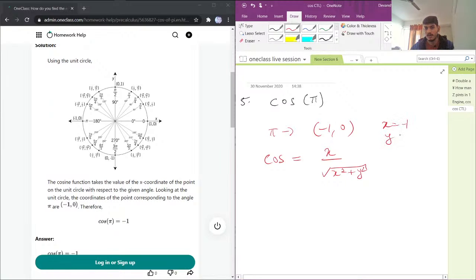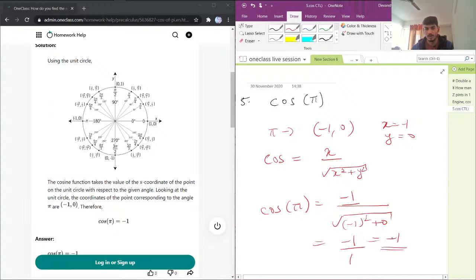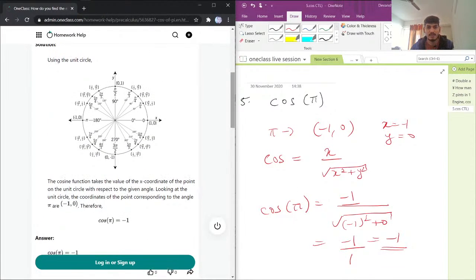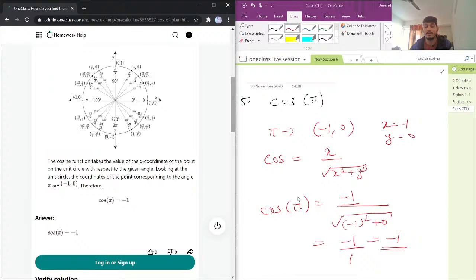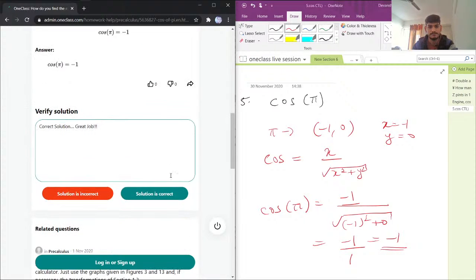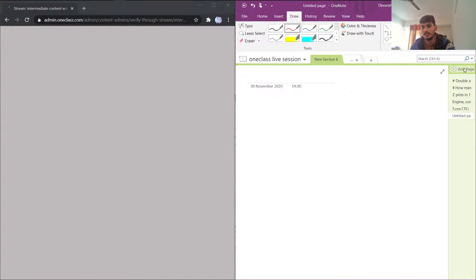X is -1, y is 0. Cosine of pi will be equal to negative of 1 over under root of negative of 1 whole square plus 0, negative of 1 over 1, which will be negative of 1. So with the help of the unit circle, we can find the exact trigonometric ratio of any angle. So here also the solution is correct. Great job. Correct solution. Great job.